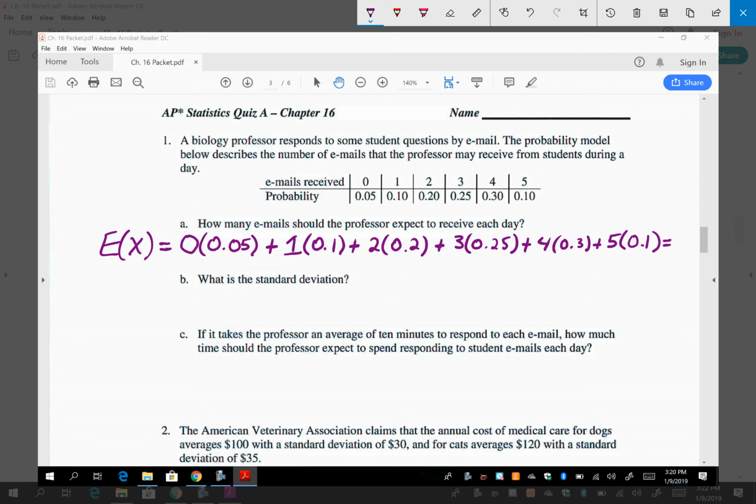Now, the reason I'm passing out these calculators is because when you get to the next question that asks to find the standard deviation, it's going to be a little easier to do that with these calculators. Excellent. Anyone have an answer yet for the expected number of emails for part A? Anyone?